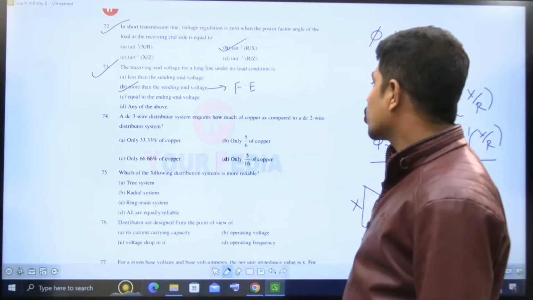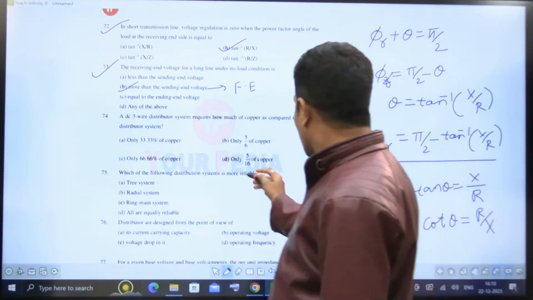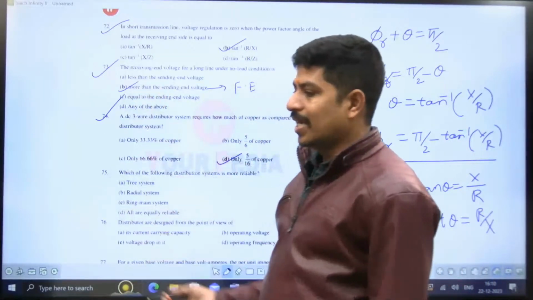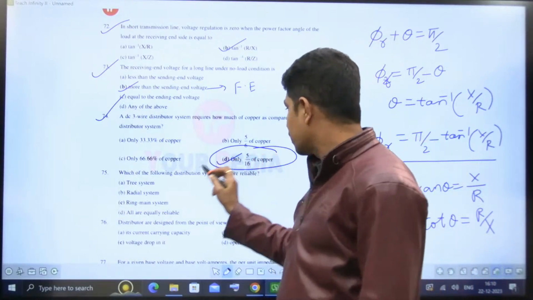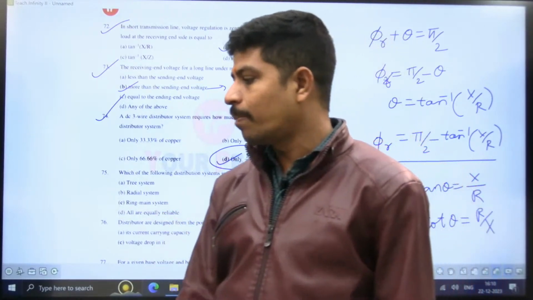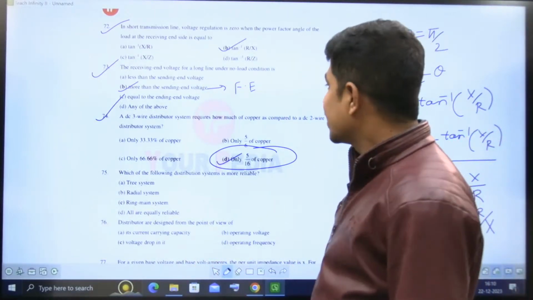A DC three-wire distributor system requires how much copper as compared to DC two-wire distribution system? Only 5/16 of copper. See, there is a big derivation for that. Please remember this formula. Three-wire requires only 5/16 of copper when compared to two-wire.